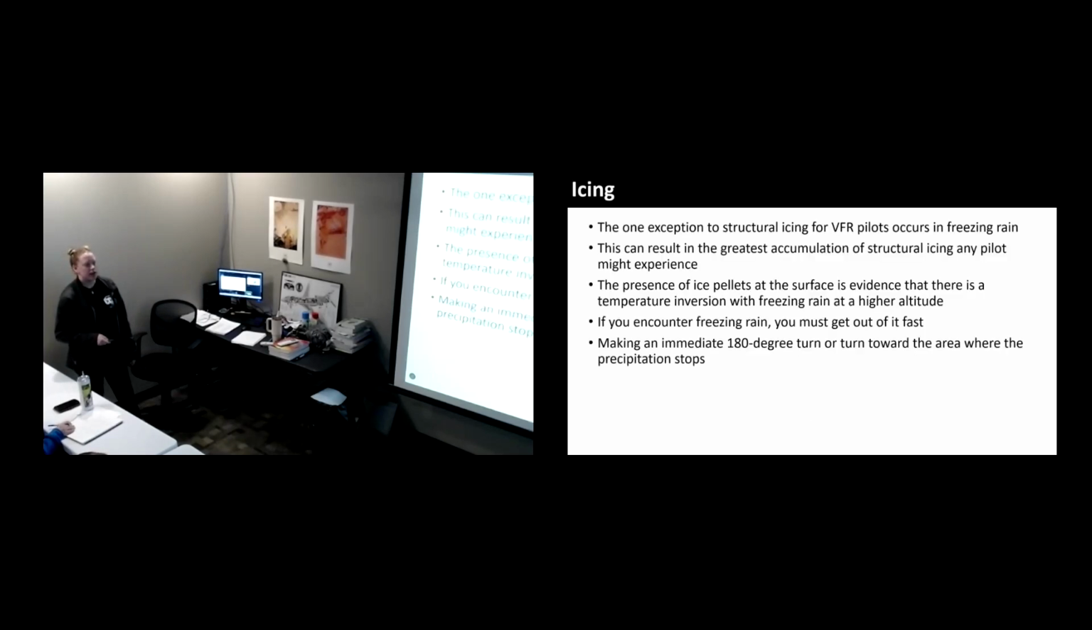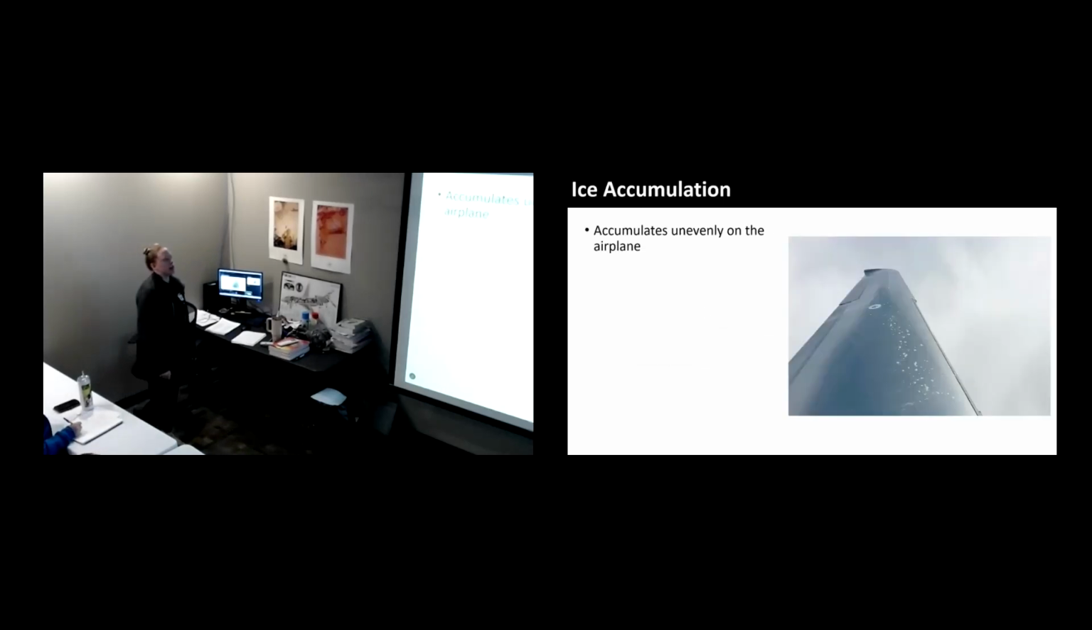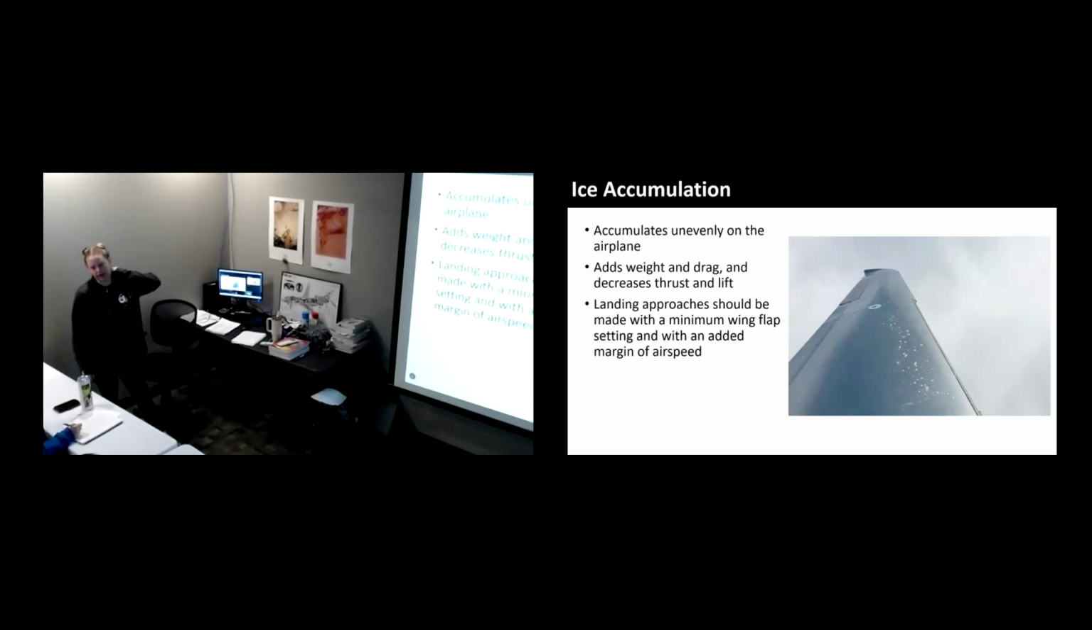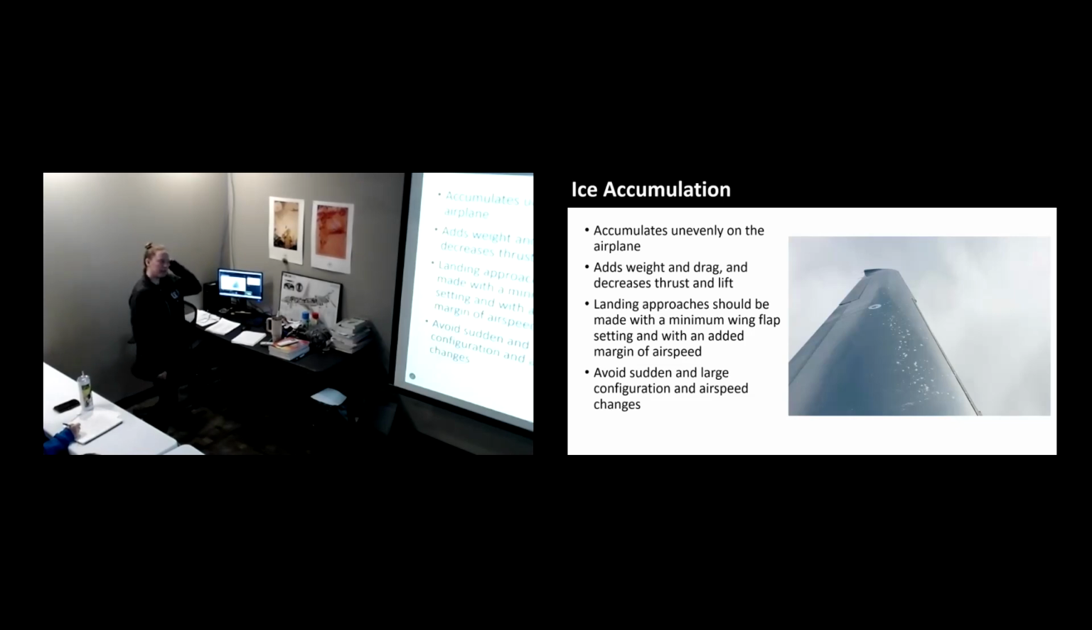If you encounter icing conditions, whether that be freezing rain or snow, make an immediate 180-degree turn, because a minute ago you weren't in those conditions. We want to go back where we were. Okay. Ice accumulation. Ice accumulates unevenly, and it increases weight and drag. Landing approaches should be made with minimum flaps and added speed, if you do have to land with ice. Once you get it, you can't really get rid of it, right? You messed up. Avoid sudden changes in anything.